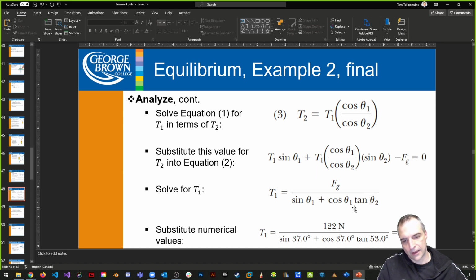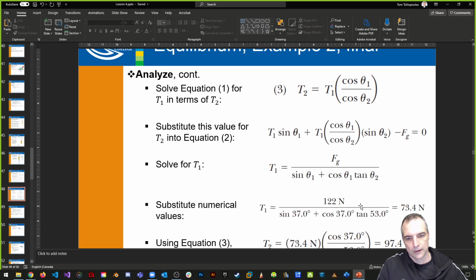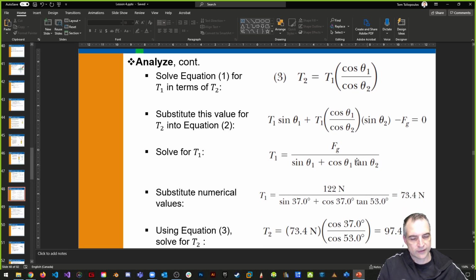Again, you need to use algebra for this to happen. Once we know this, we've isolated one variable. We can start subbing in what we know. We know the force of gravity, right? The force of gravity on an object, not gravity, but mg, is what we're talking about here. That's equal to 122 newtons, right? We put that in there.